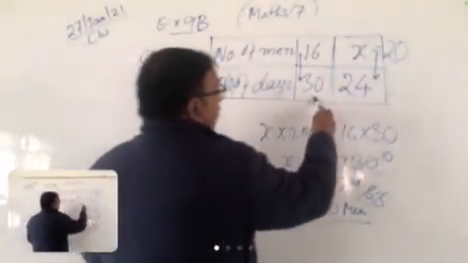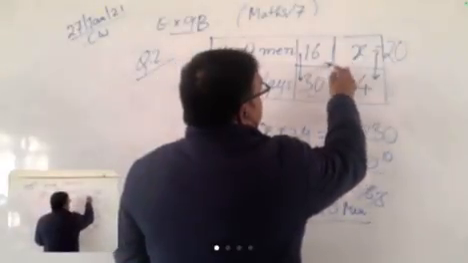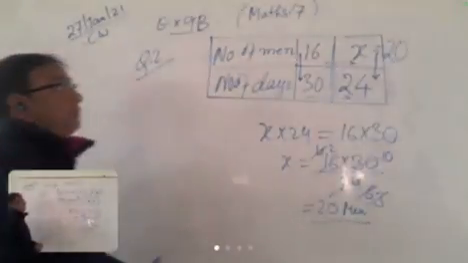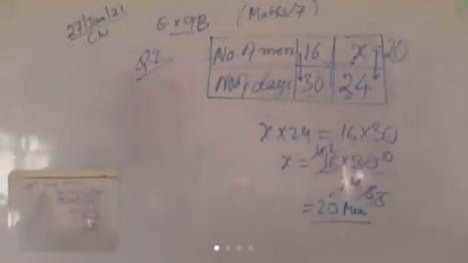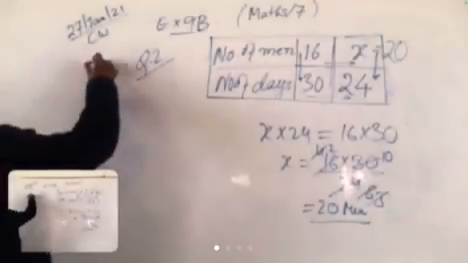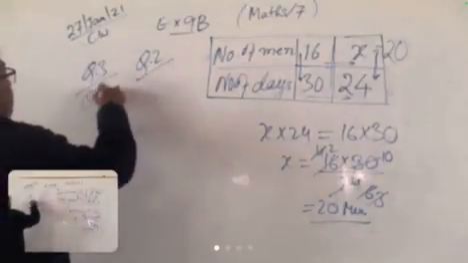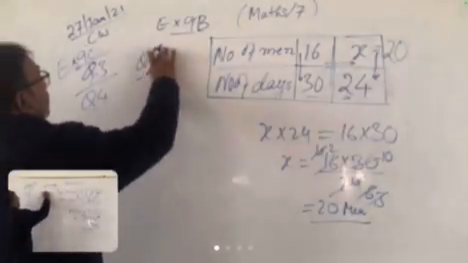See, if we decrease the number of days, then there is an increase in the number of men. Is that clear? Now questions number 3 and 4, you can do on your own in exercise 9C. Now move to question number 5.